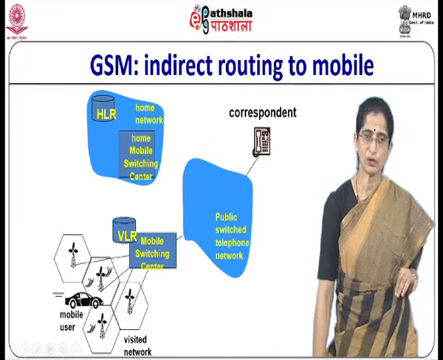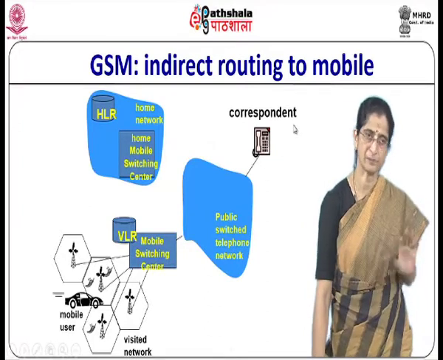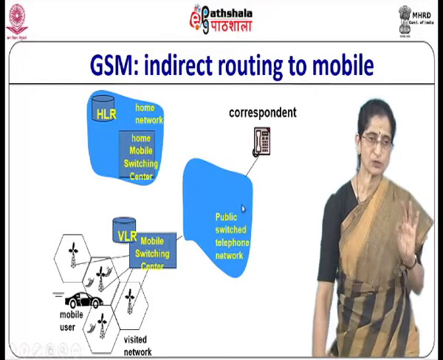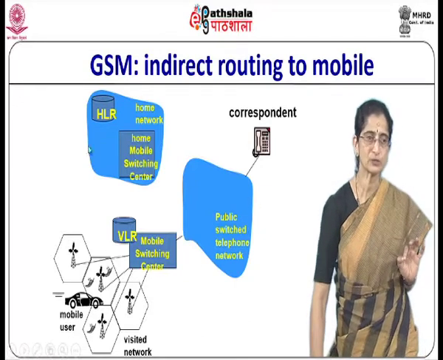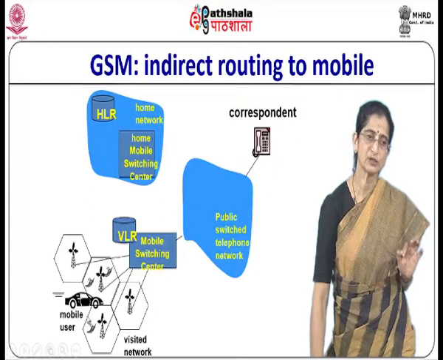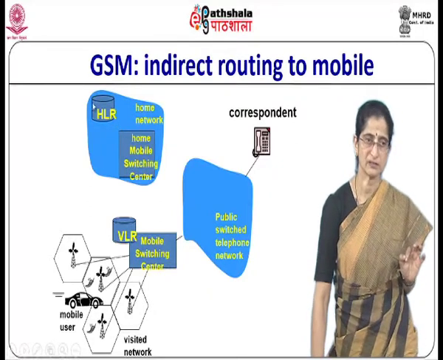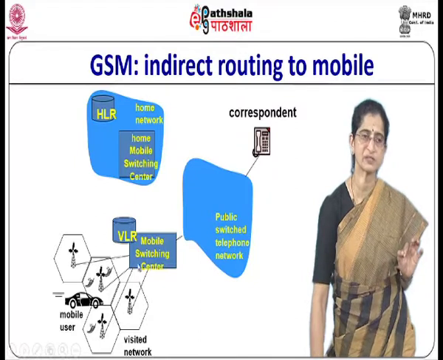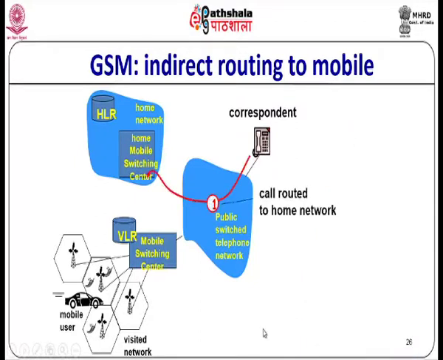So let's say we have a caller here calling from some other network, and he is calling through the public switch network to a particular user. The user, let's say, is here. Now the user actually belongs to this network. This is his home network, but now he is visiting some other network. So let's look at what happens.